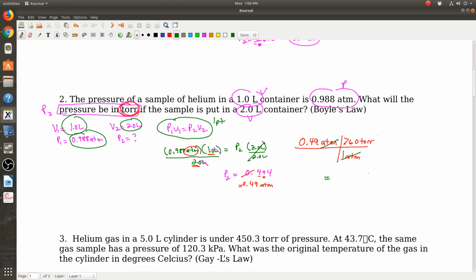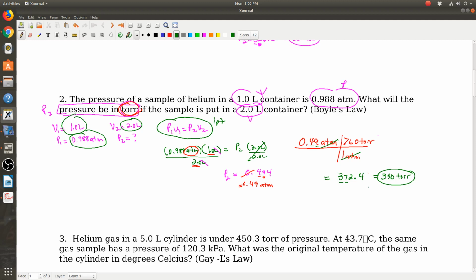And so now my new pressure is 372.4, and I look at only 2 significant figures, 2 sig figs, so 370 torr. That's my final answer.